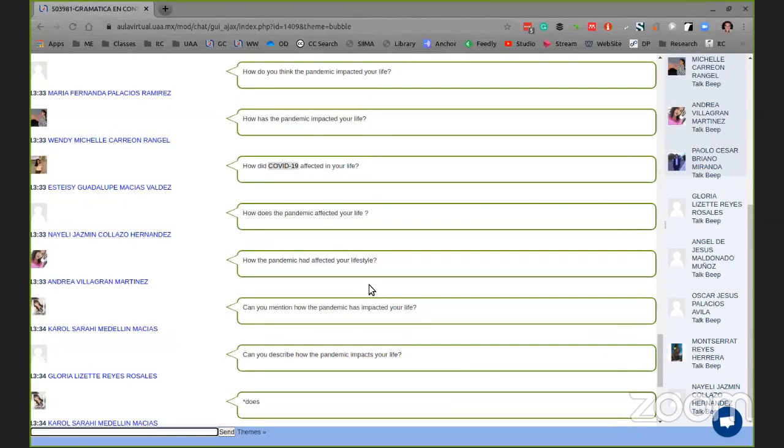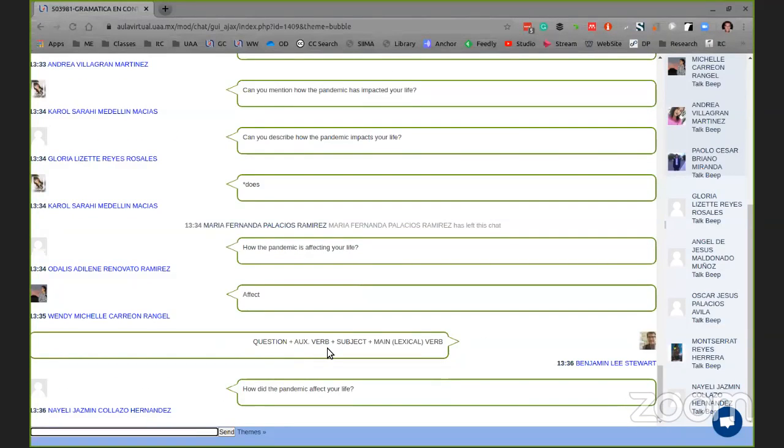So we have how. Then the auxiliary, how has, is going to be our auxiliary verb. How has the pandemic, is our subject. How has the pandemic affected, is the main verb, it's the lexical verb, and then your life. Okay. So make sure that you write this down someplace in your notes. Question, I should have put question word. Sorry. It's a question word followed by an auxiliary verb, followed by a subject, followed by a main or lexical verb. Okay, this is going to be the main structure.